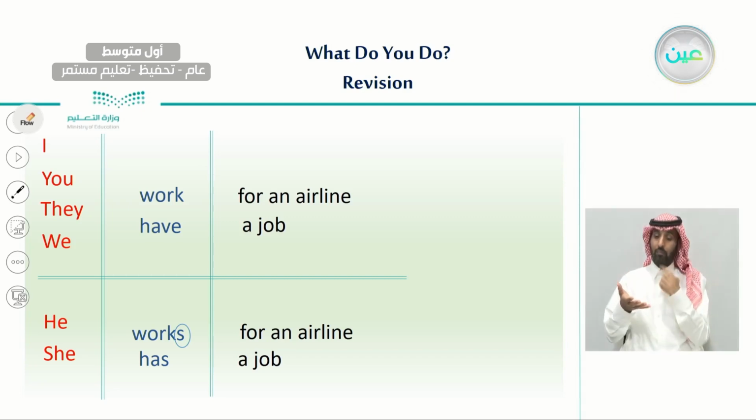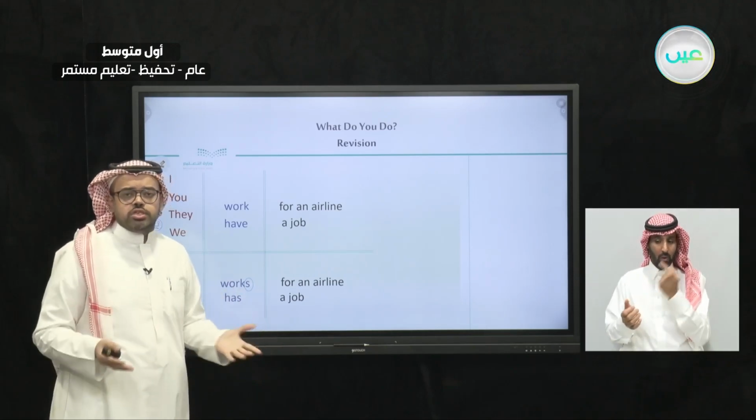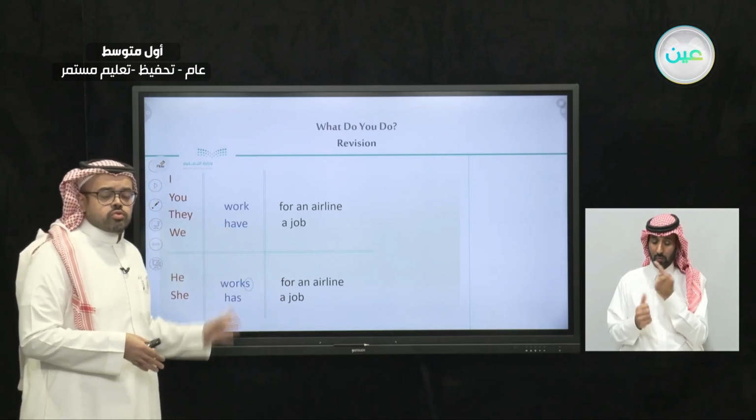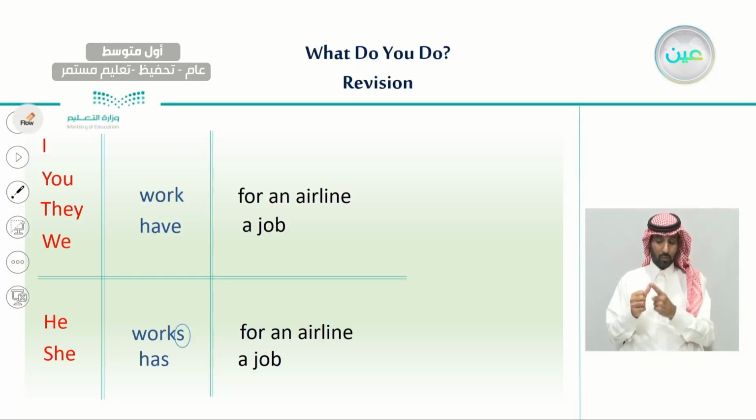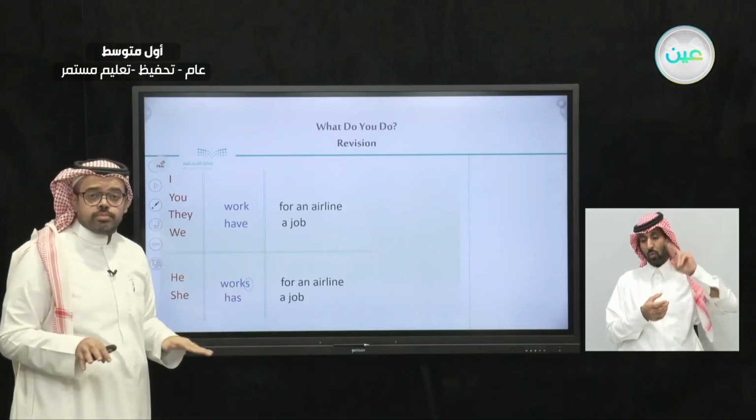We said when we can add an S to the verb and when we cannot, and what changes exactly between those groups of subjects. For example, we said the group of subjects like I, you, they, and we, when we use them in the simple present tense, we don't add anything to the verb. We say, for example, I work for an airline. You work for an airline. They work for an airline. So we don't make any changes to the verb.